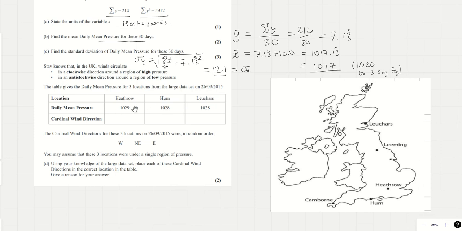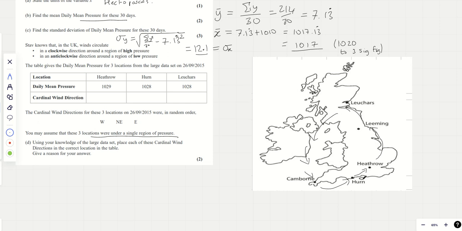1017. So these must be high pressure, so this must be going in a clockwise direction. Sure enough, Heathrow, Herne, Heathrow, we're coming around to Leuchars and Leeming. This is the way the wind's going to be circulating, and we can see that because it's in high pressure. So the cardinal wind direction for these locations on the 26th were in a random order. You may assume these 3 locations were under a single region of pressure, and we've got to use our knowledge of the large data set, or the photographic picture we've got in our head of this diagram, to place each of these cardinal wind directions in the correct location in the table.